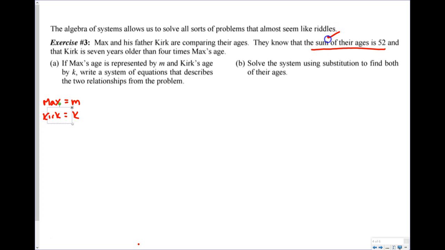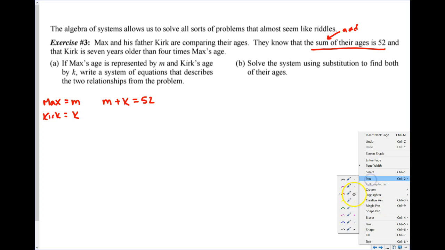What does sum mean? Sum means we add together. So how would I add Kirk and Max together? Well, M plus K would be the sum. And what is it? It's 52. So there's my first equation in my system. The sum of their ages is 52.